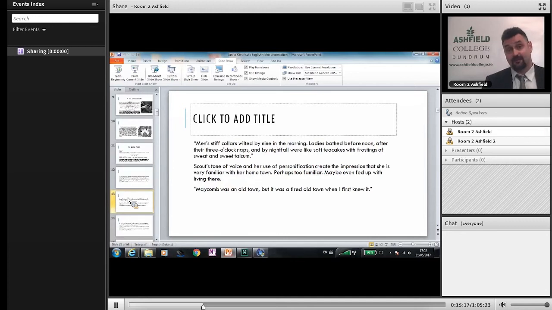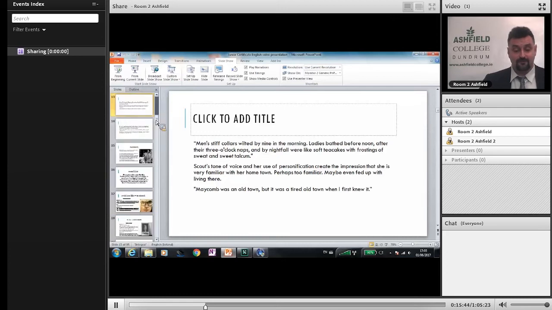Including quotations can be useful in illustrating the points that you're making. "Men's stiff collars wilted by 9 in the morning. Ladies bathed before noon, after their 3 o'clock naps, and by nightfall were like soft tea cakes with frostings of sweat and sweet talcum." Scout's tone of voice and her use of personification create the impression that she's very familiar with her hometown, perhaps too familiar, maybe even fed up with living there.